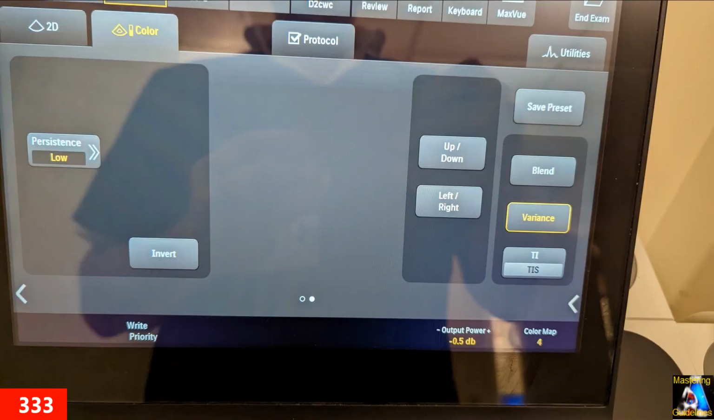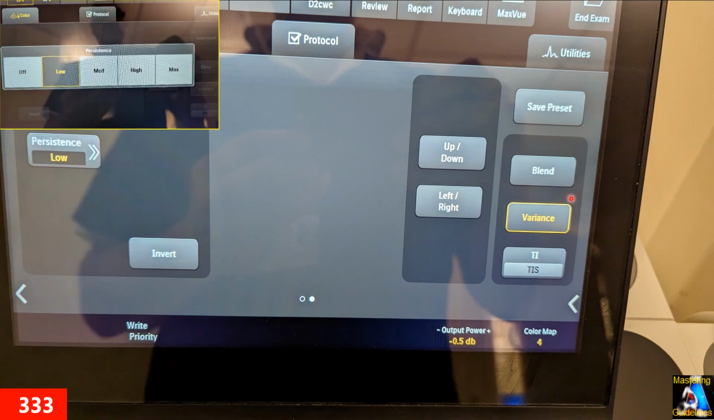In color Doppler, on the touch screen, if we go to the second page, we will see other options for optimizing color Doppler. One of them is persistence. Persistence is the same function as persistence in 2D, so we make our color Doppler smoother, but the problem is that it decreases frame rate. Generally for echo, we try to keep it low or off, but for other vascular studies, we just play with that one.